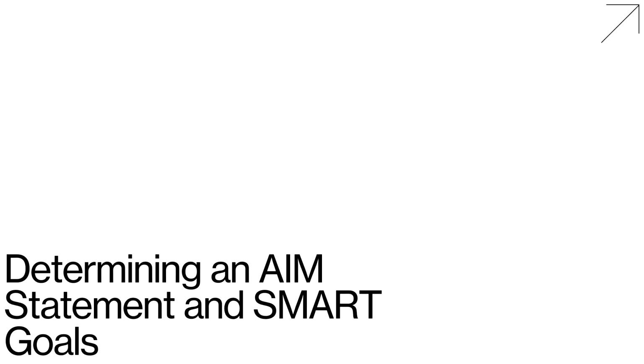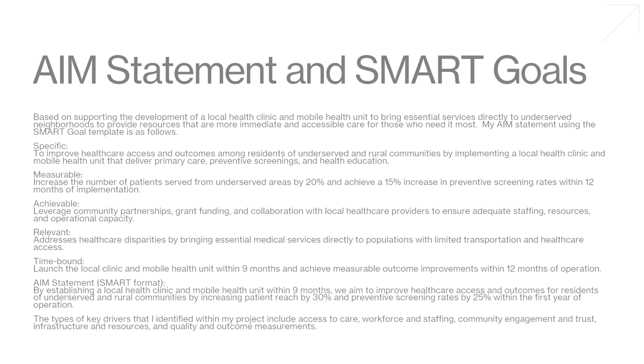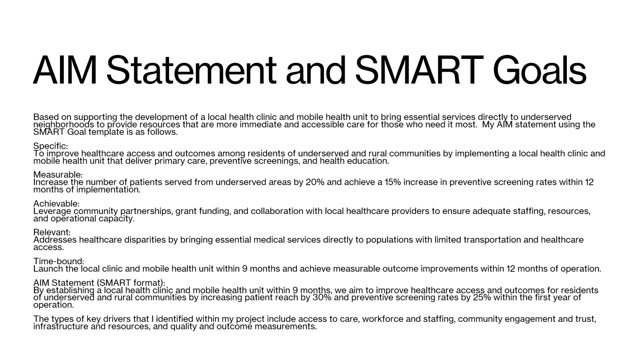Statement and SMART goals. The project's aim is to improve healthcare access and outcomes for residents of underserved and rural communities. This will be achieved by establishing a local health clinic and mobile health unit within 9 months. The goal is to increase patient reach by 20% and preventative screening rates by 15% within the first year of operation.